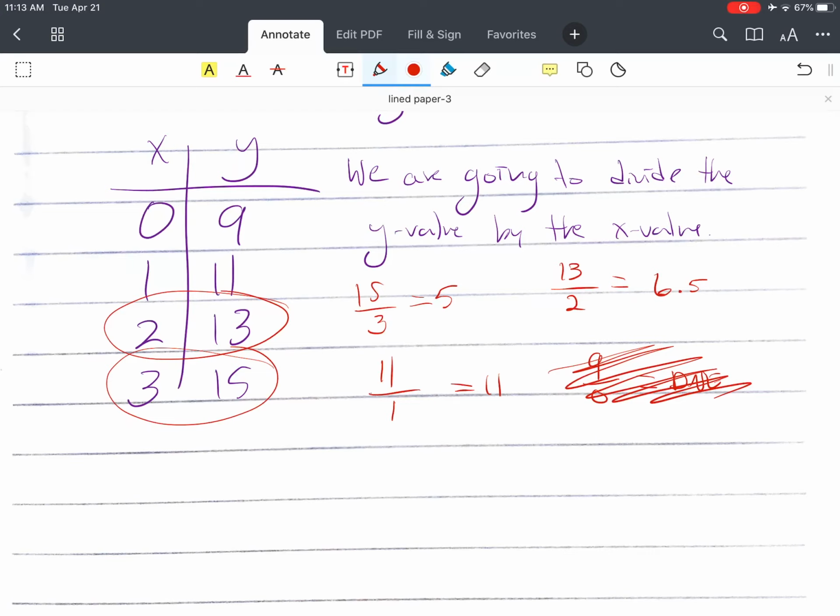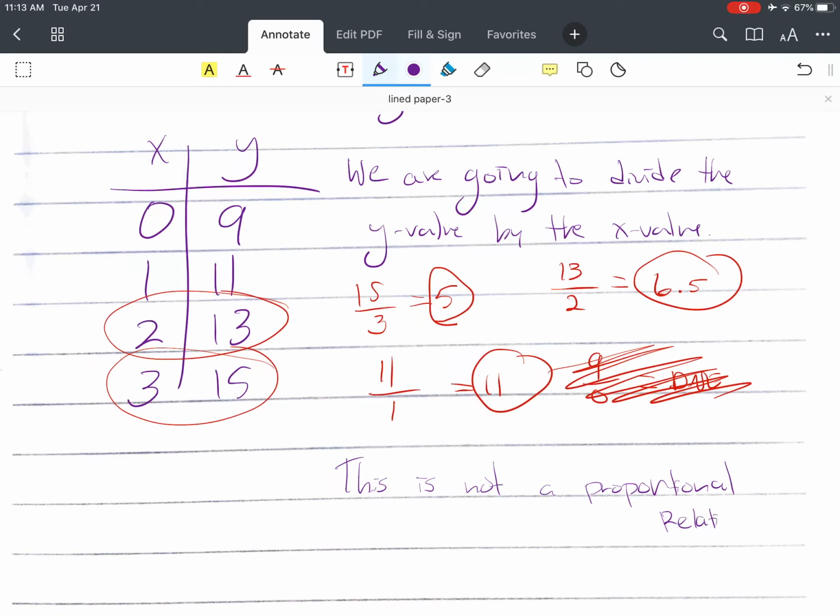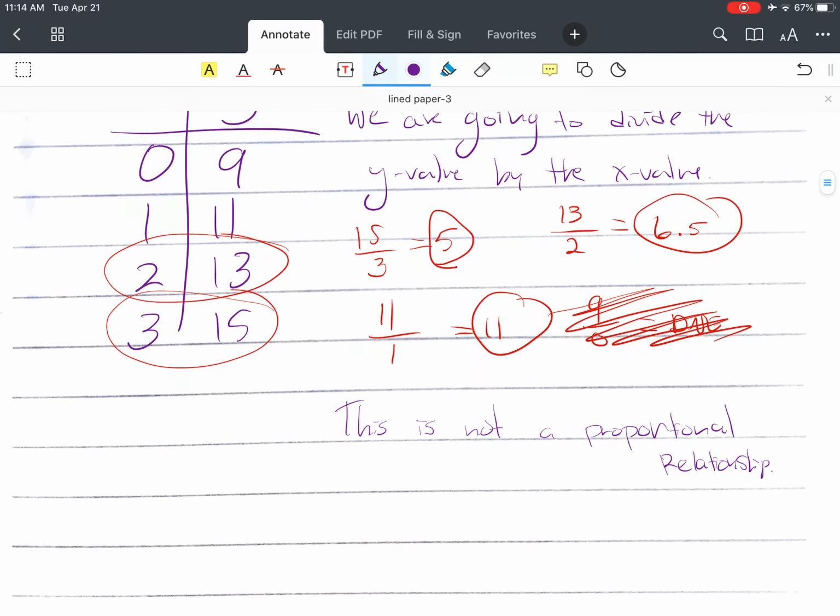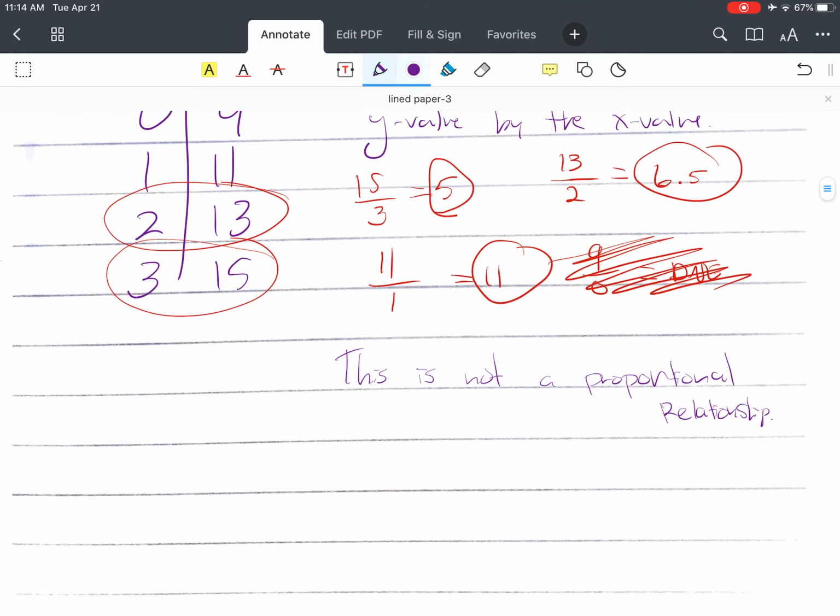So, are the multipliers the same or are they different? They're different, right? 5, 6.5, 11. So this is not a proportional relationship. What this means is there is no multiplier, right? There's no single number that you can multiply the x by to get the y value, okay?